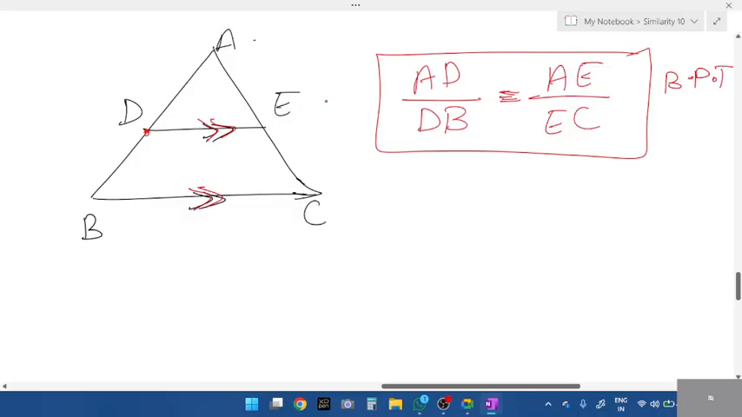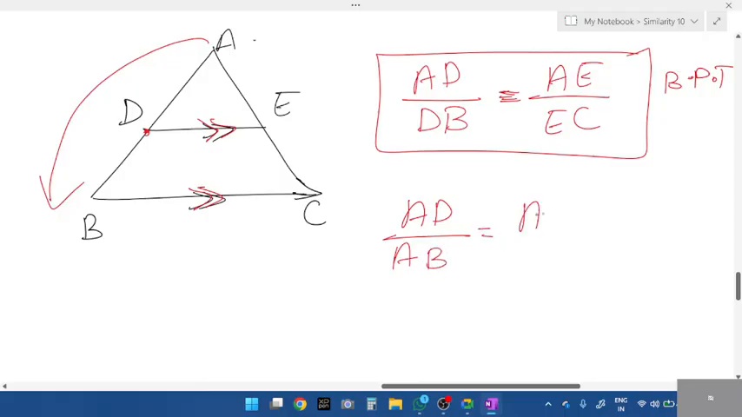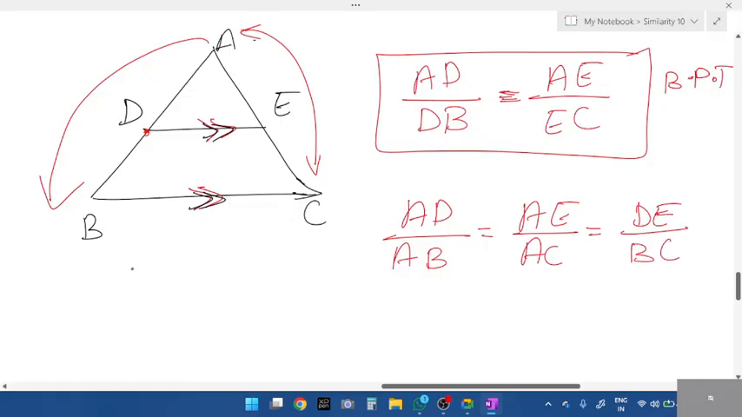This is one concept. Using the same basic proportionality theorem, let me take AD and the full line AB equal to AE. What is the full line on the right hand side? EC or AC? AC is equal to, the third part is the parallel line DE, DE divided by, what's the other parallel line? BC. How do we get this? When you split the diagram. Look here. These two diagrams, I'll split it.